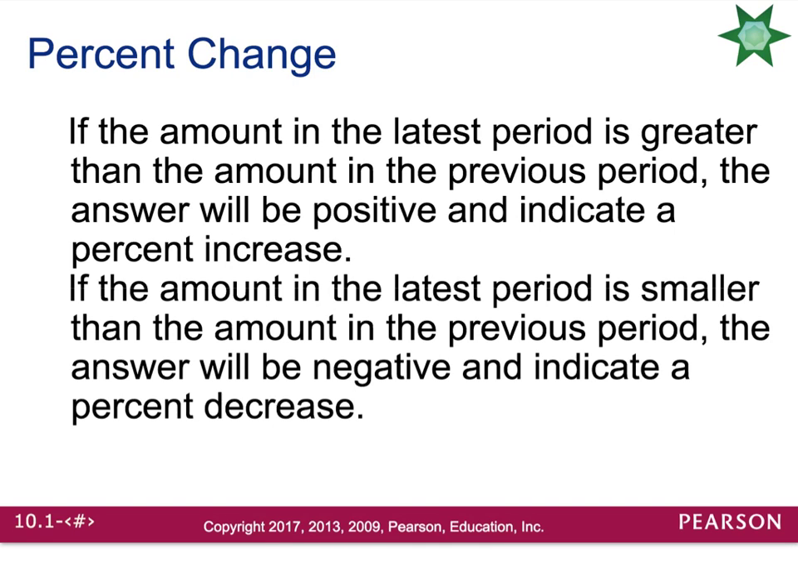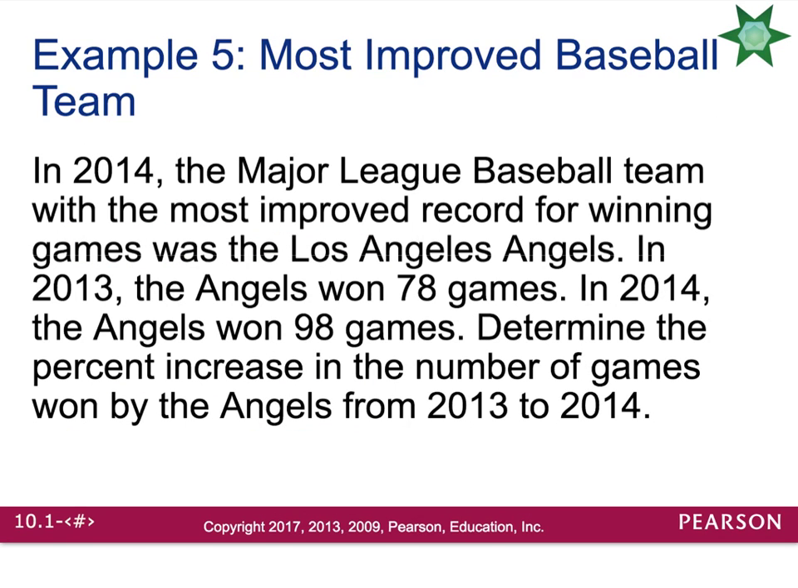If the amount in the latest period is bigger than the amount in the previous, you're going to get a positive answer, which means you're dealing with percent increase. If the amount in the latest period is smaller than the amount in the previous period, the answer will be negative, which is going to be a percent decrease. So let's look at an example.